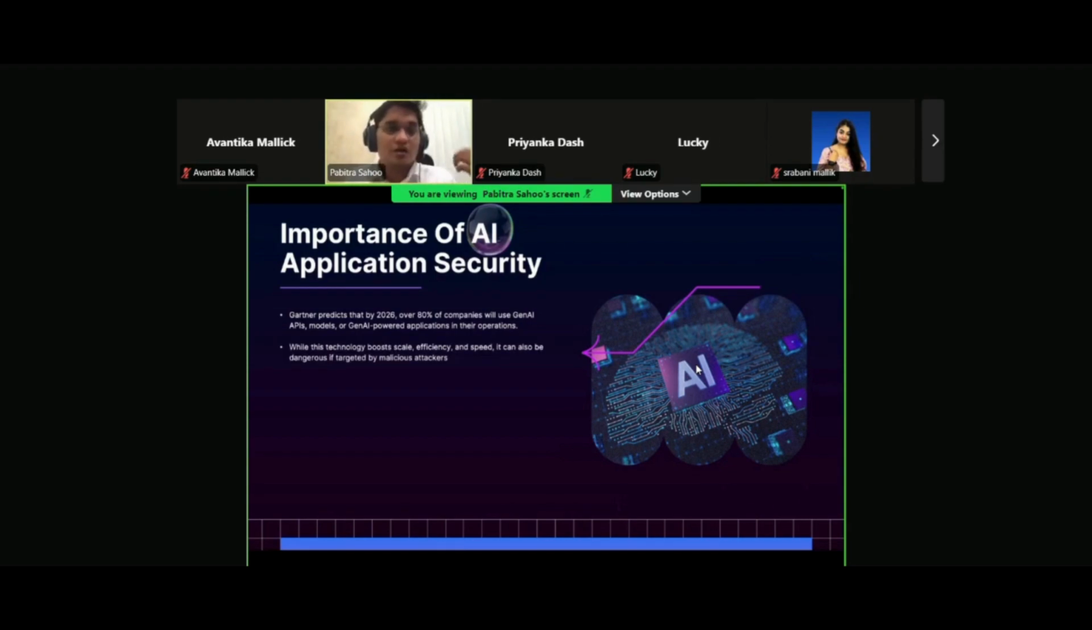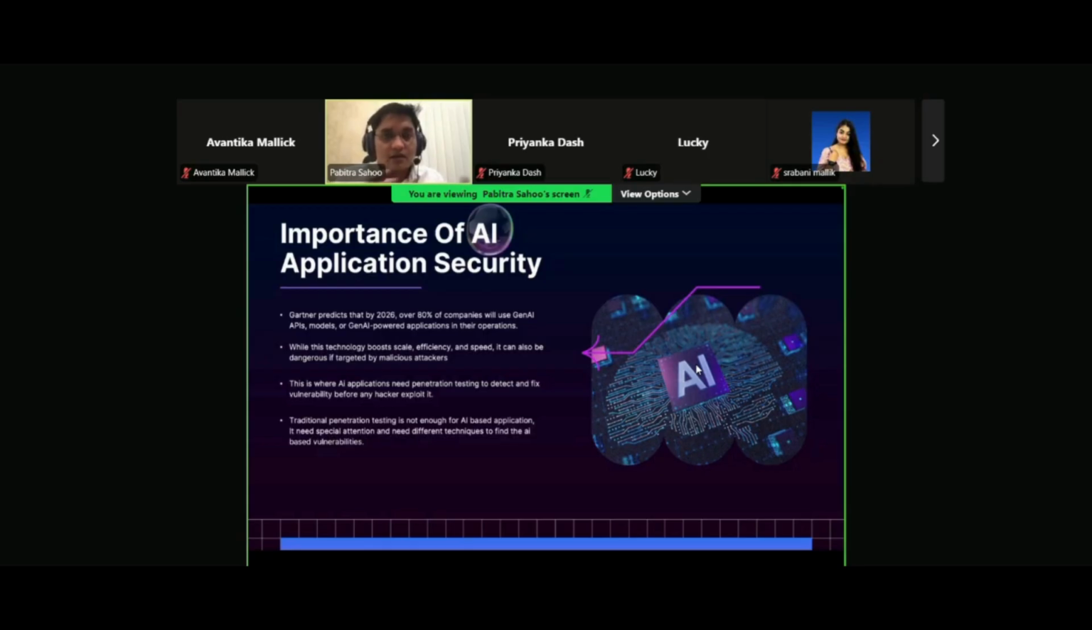That means their technology will boost on scale, their efficiency will increase, and the speed of work will skyrocket, right? But it can also be dangerous. Imagine if 80% of companies are planning to use one technology, and a malicious attacker can hack it, they can shut down the world, right? If they can hack AI. This is why AI application penetration testing is needed, to detect the security issues in the early stage.